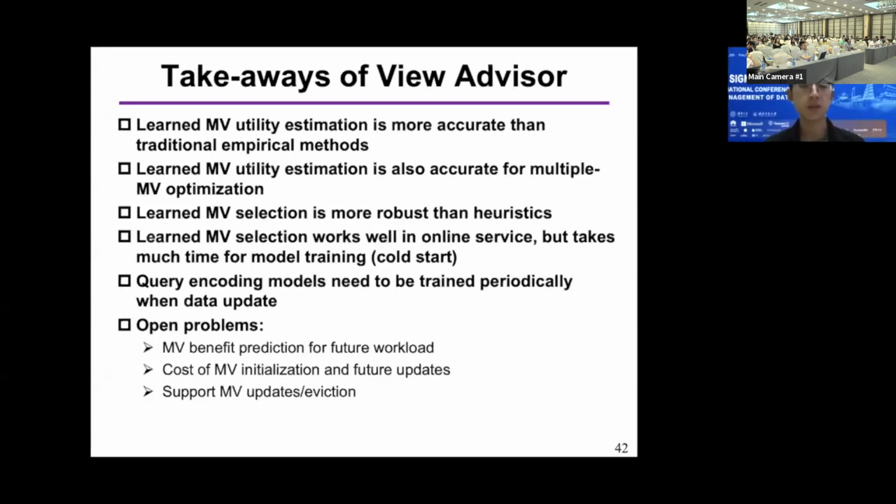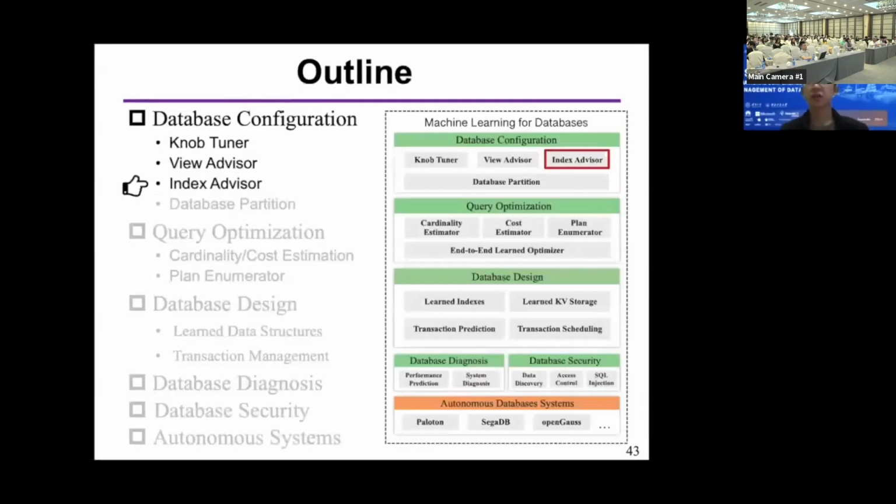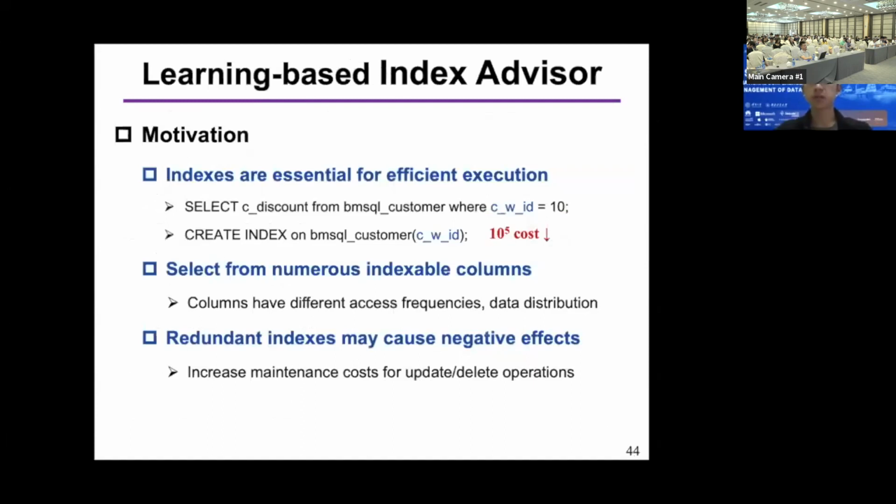And there are some open problems, like MV benefit prediction for the incoming queries, and the cost of MV initialization and the future updates, especially for the learning-based methods. And besides, we need to decide how to support both MV updates and MV evictions together. Next, we are going to introduce the index advisor.